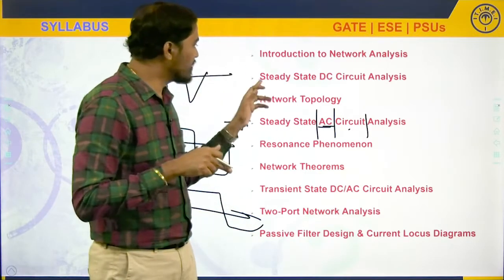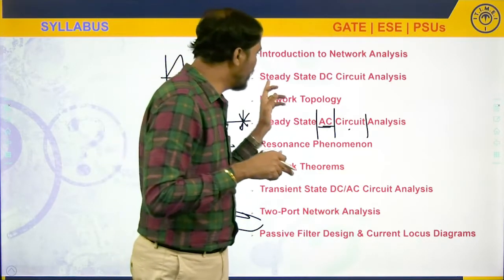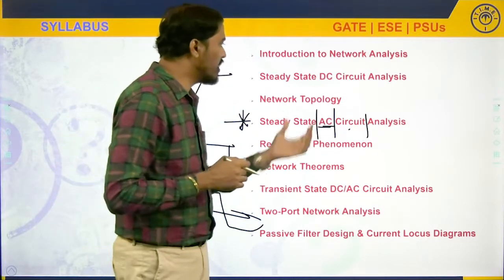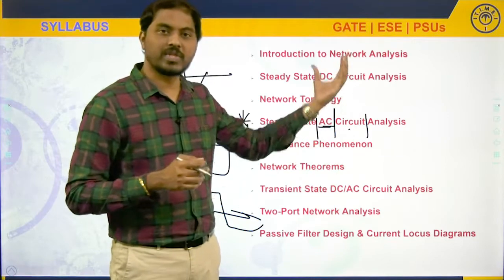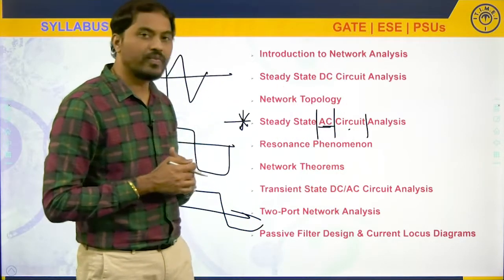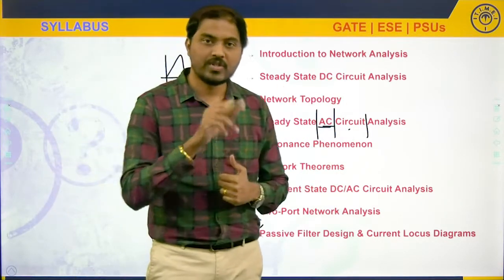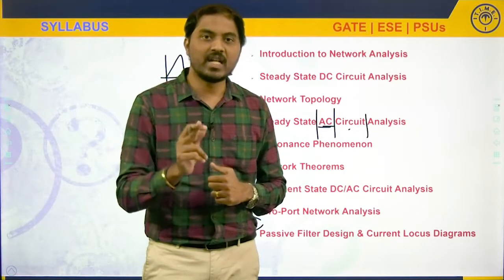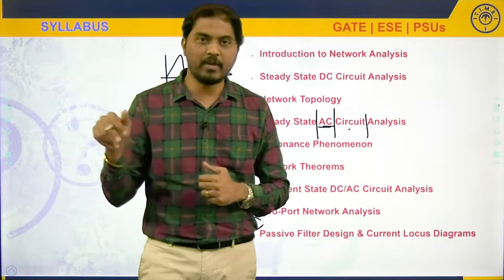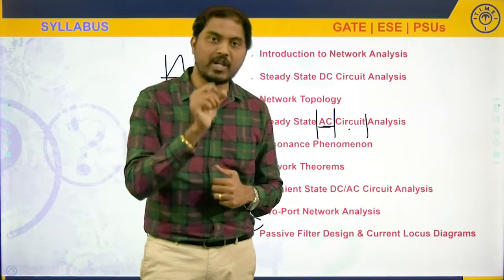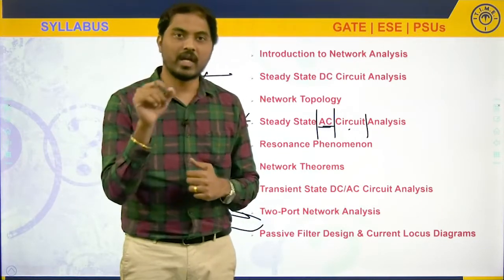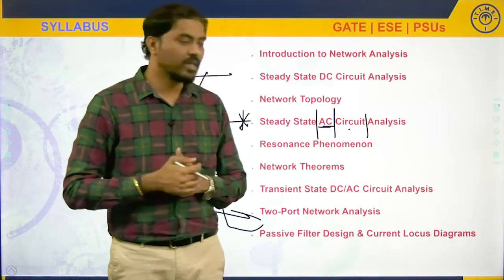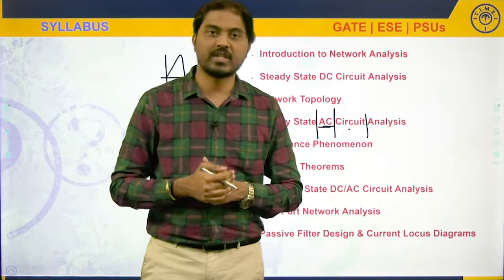Initially, as I said, we saw steady state DC circuit analysis. In this chapter, we are going to take the same circuits, same elements, but this time we are going to feed them with AC supply, that too sinusoidal AC supply. Now, if I say AC supply, take it for granted that it is sinusoidal AC supply only, unless I specially mention triangular, rectangular, trapezoidal, etc. So, that's about steady state AC circuit analysis.